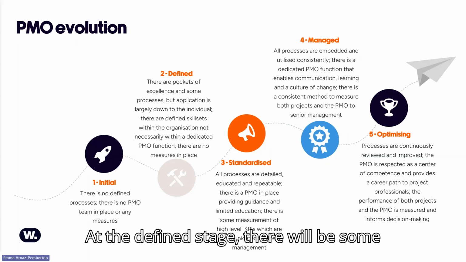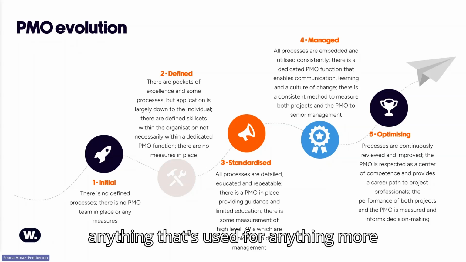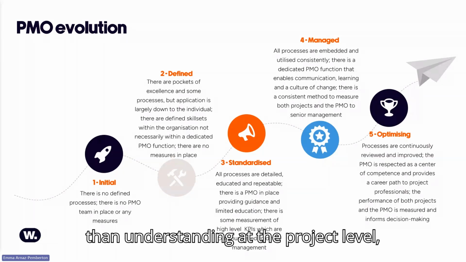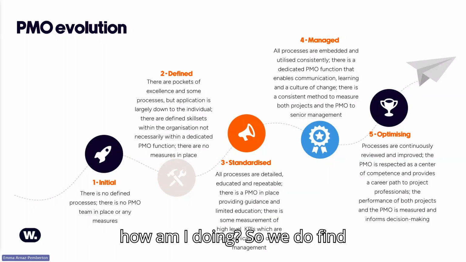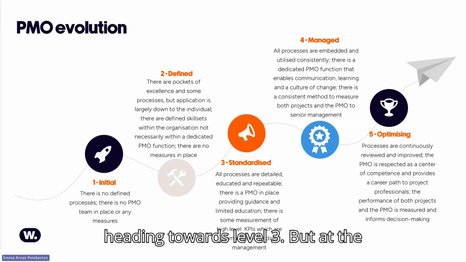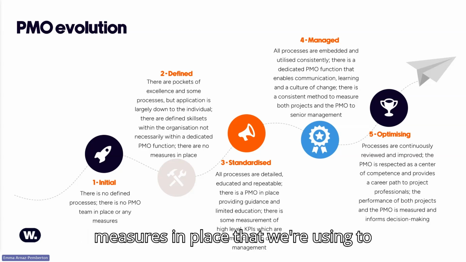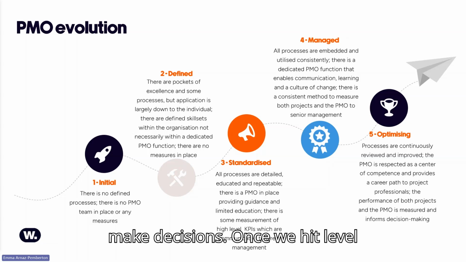At the defined stage, there will be some measures, but not many, not really anything that's used for anything more than understanding at the project level, how am I doing? So we do find this will evolve during the journey from moving into level 2 to heading towards level 3. But at the beginning, there won't really be any real measures in place that we're using to make decisions.